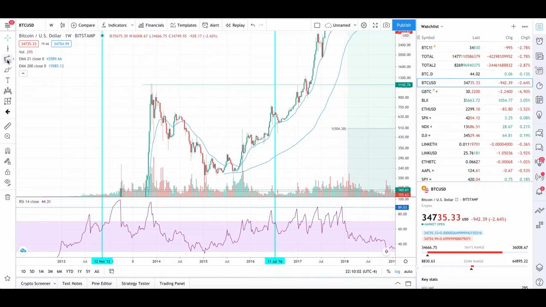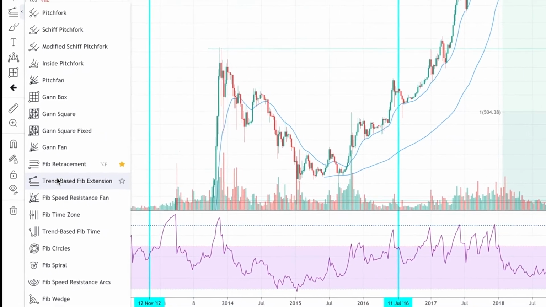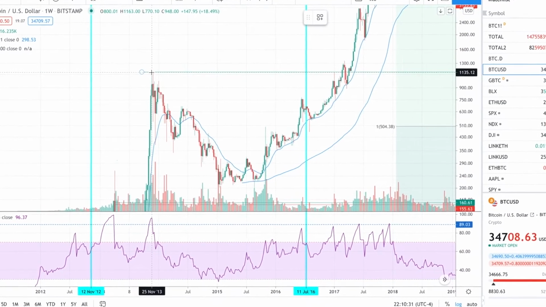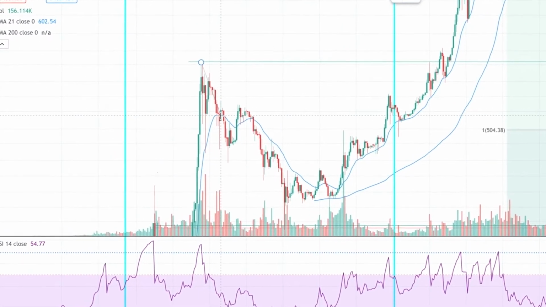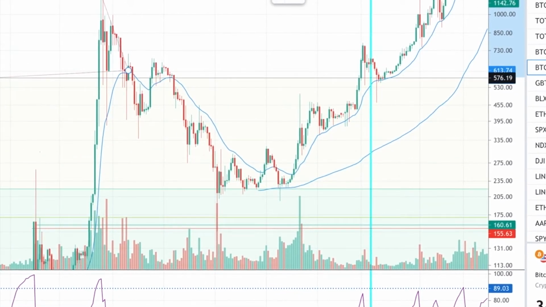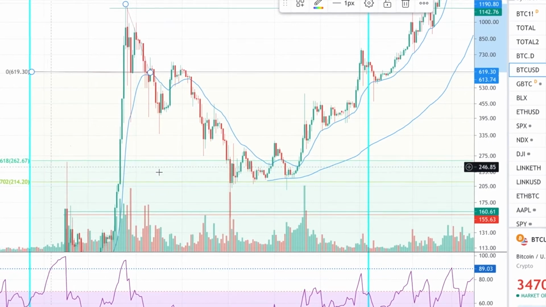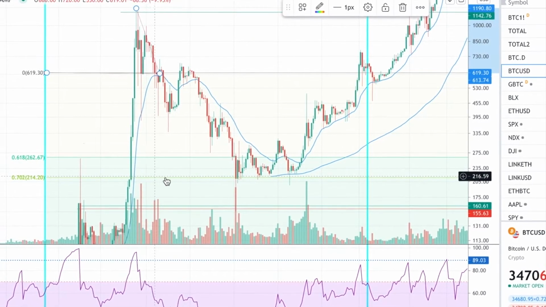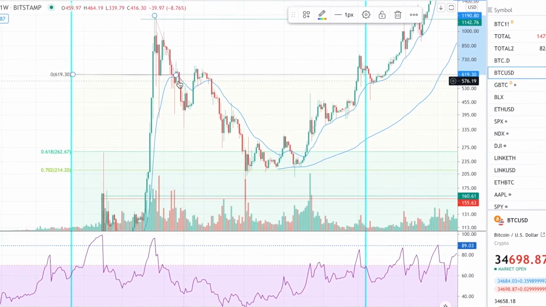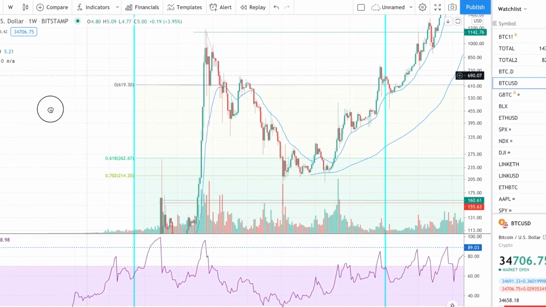So if you draw Fibonacci right here, the trend-based fib extension, from the peak, which was 1147, to the point where Bitcoin crossed the 21-week moving average approximately, and draw a parallel line, make sure it's parallel, about like this. Here we can see that the bottom for this cycle was about 70.2% from the point that Bitcoin crossed the 200-day moving average. Now remember these numbers, right? Now let's go into the next cycle.